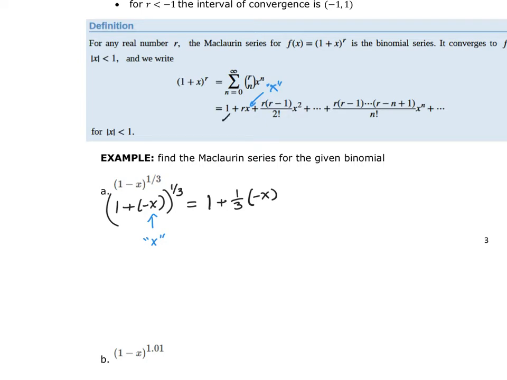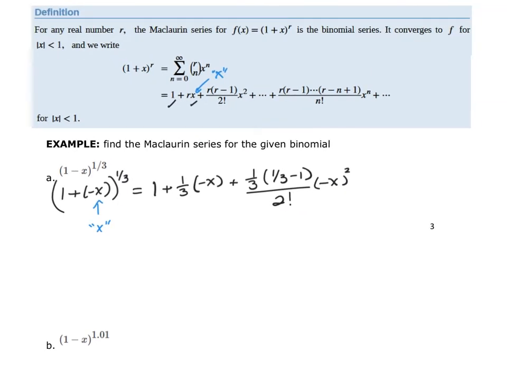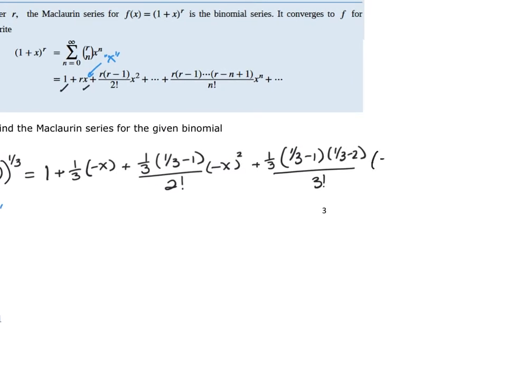That takes care of this term and this term. And then it's going to be plus my r, which is 1/3, times 1/3 minus 1, divided by 2 factorial, times negative x, the quantity squared. And then my next term would be 1/3 times 1/3 minus 1 times 1/3 minus 2, divided by 3 factorial, times negative x raised to the 3rd power.